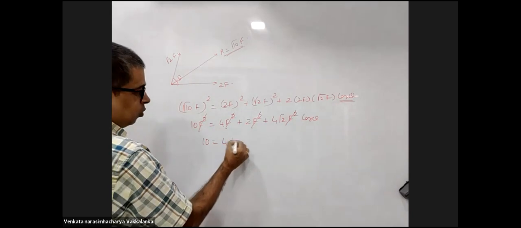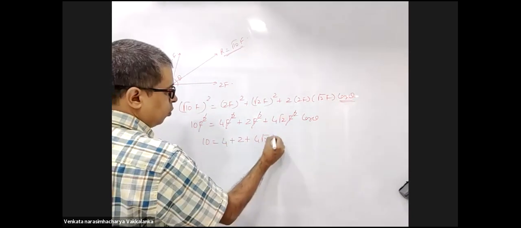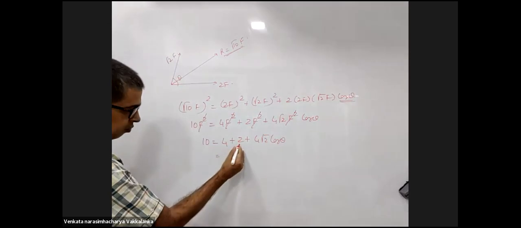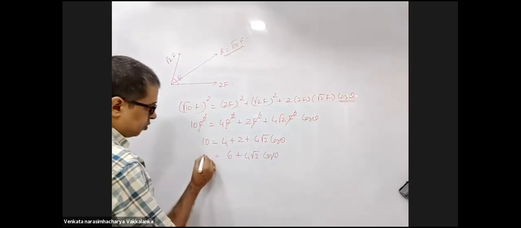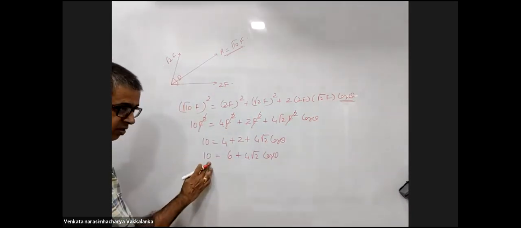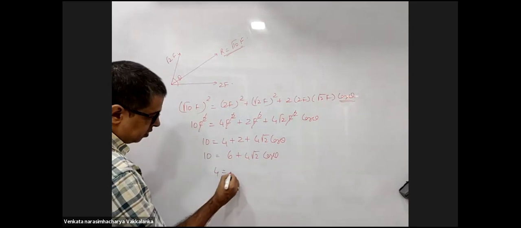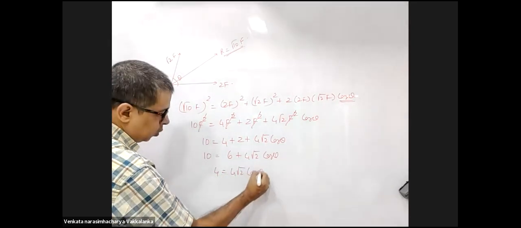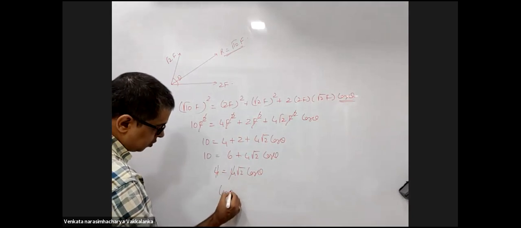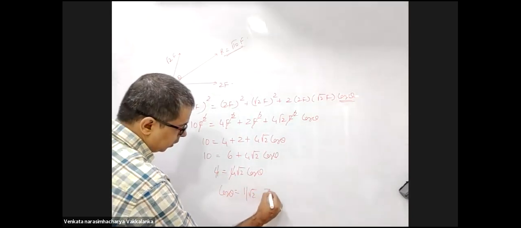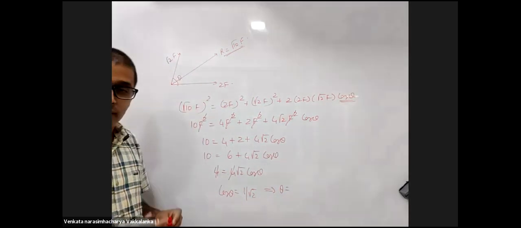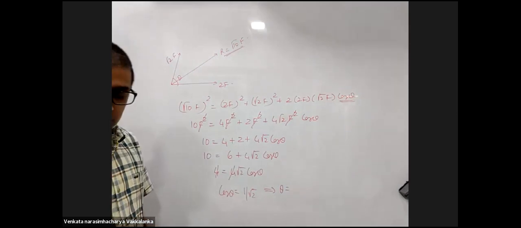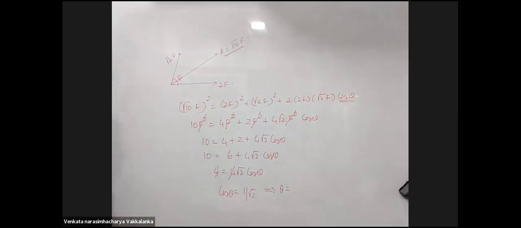10 is equal to 4 plus 2 plus 4 root 2 cos theta. 4 plus 2 is 6 plus 4 root 2 cos theta. Bring 6 to the left. 10 minus 6 is 4, so 4 root 2 cos theta. Cos theta is 1 by root 2. How much will theta be? 45. Now is it clear to all of you? People who are in doubt, please speak.